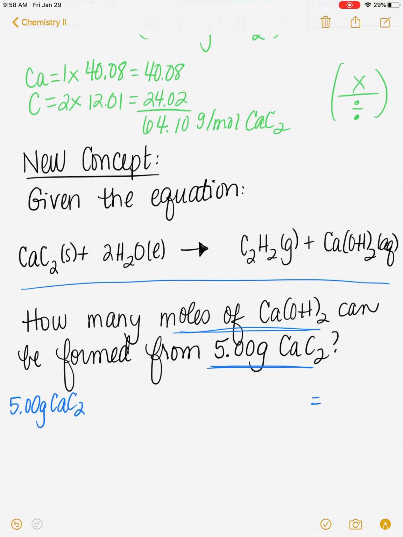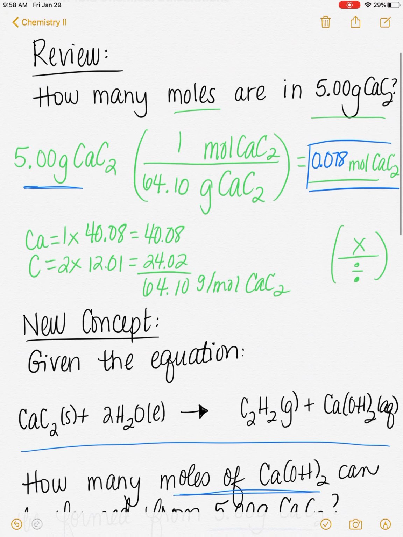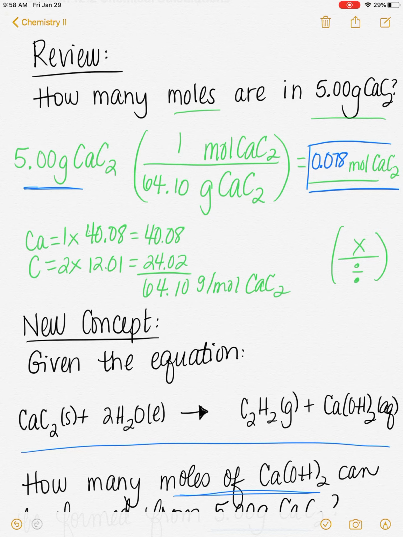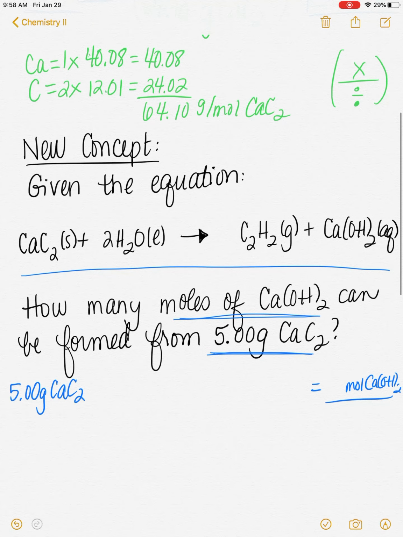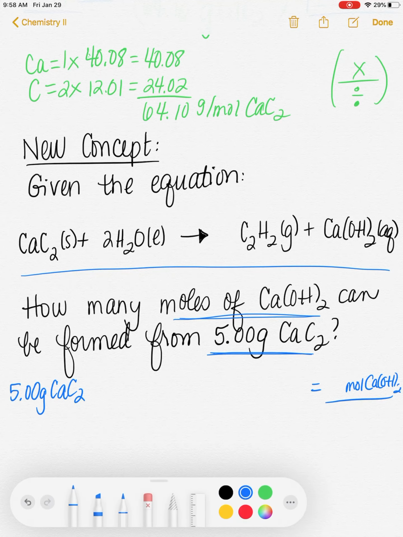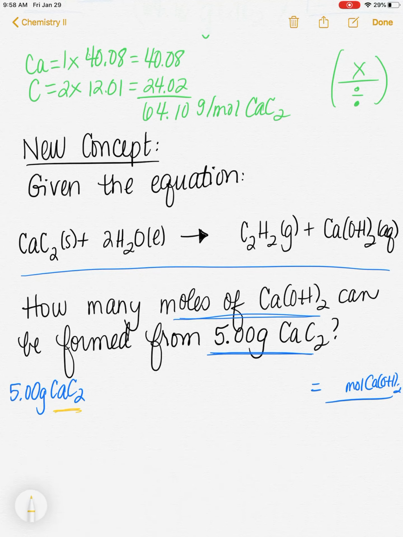All right, so if we write down what we're given, 5.00 grams of CaC2, and then I write what I'm supposed to change to, which is moles of calcium hydroxide, CaOH2. I will see that this is a bit different from the problem I did up here because in this problem, I was going from grams to moles of the same substance. In this new problem, I'm starting with calcium carbide, CaC2, and I'm supposed to go to a new substance.